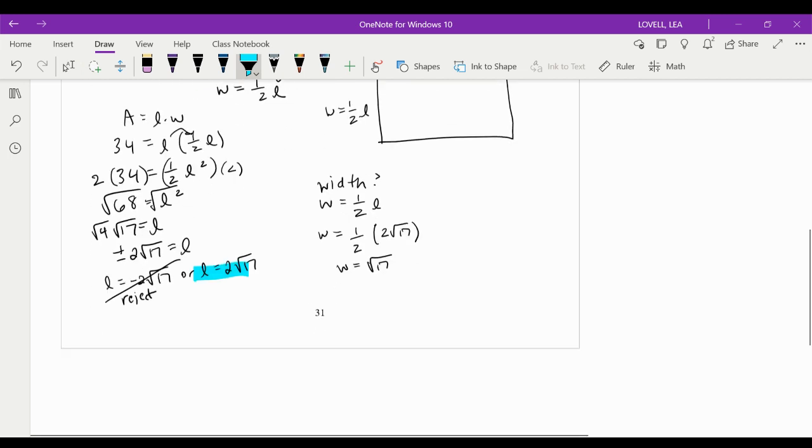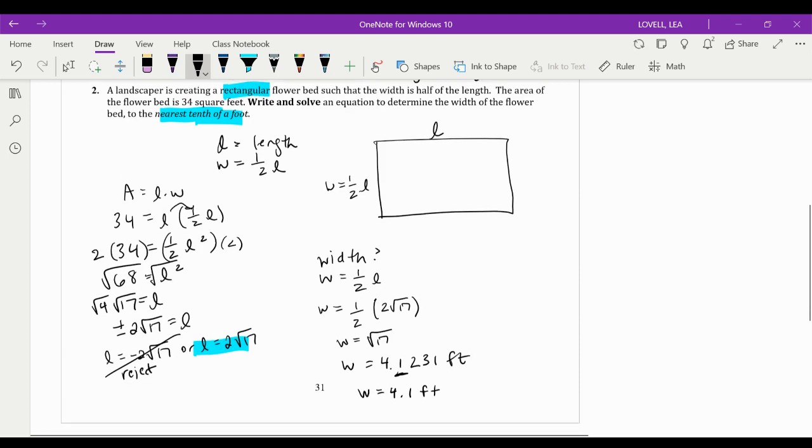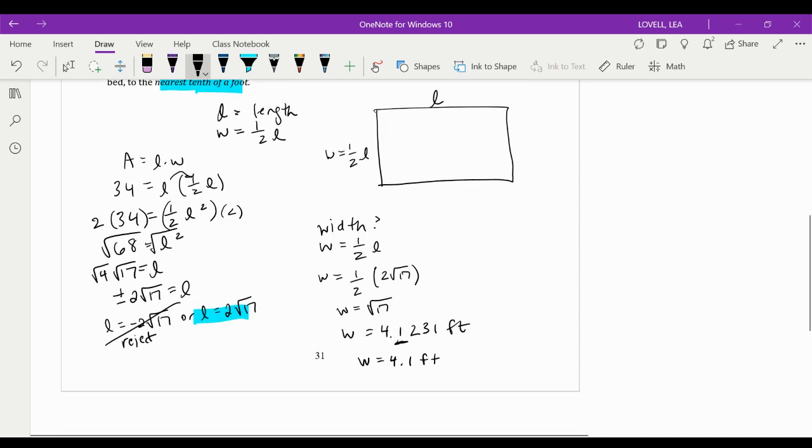So I'm going to go ahead and put the square root of 17 into my calculator to get that measurement. And it's going to be 4.1231 feet. And then it tells me to round to the nearest 1/10 of a foot. So I'm going to get 4.1 feet. So the problem says write and solve an equation and then give the width of the flower bed. So if this were the regents, you really want to make your answer super obvious. So our equation is going to be 34 equals 1/2 times L squared.